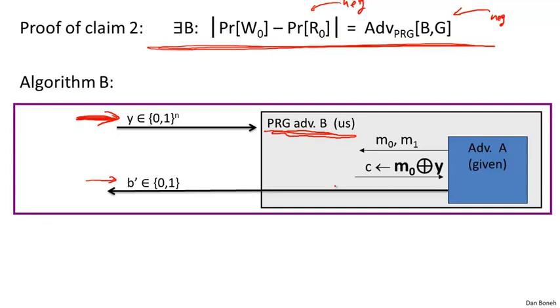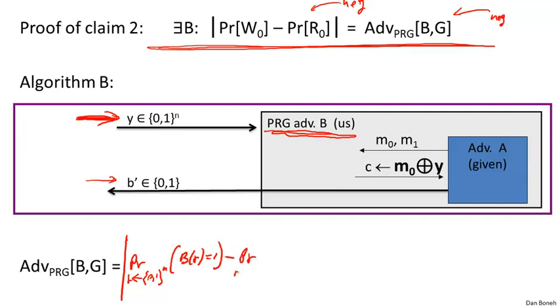Now let's look at its advantage. What can we say about the advantage of this statistical test against the generator? By definition, it's the probability that if we choose a truly random string R in {0,1}^n, B outputs 1, minus the probability that when we choose a pseudo-random string, B outputs 1.